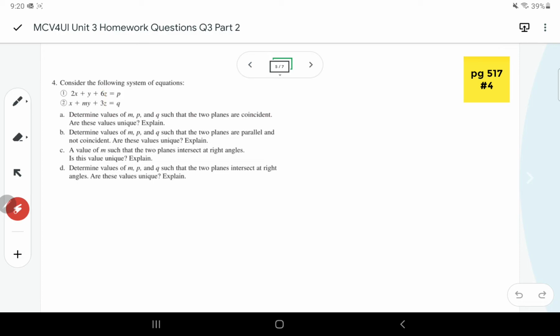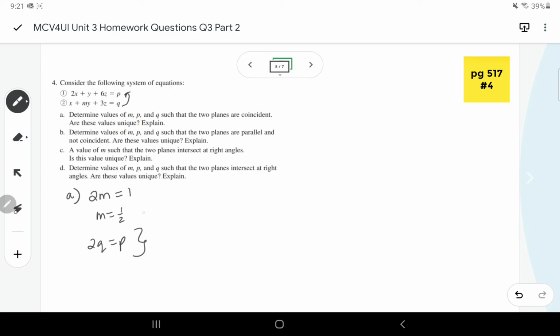So we could say that for part A, I could say that 2m would have to equal 1. So m would be 1/2 for sure, that is the only value. And then I would also say that doubling this one, that I would have 2q equal to p. So whatever q is, I would double it to get the p. But it actually doesn't matter. These are not going to be unique.